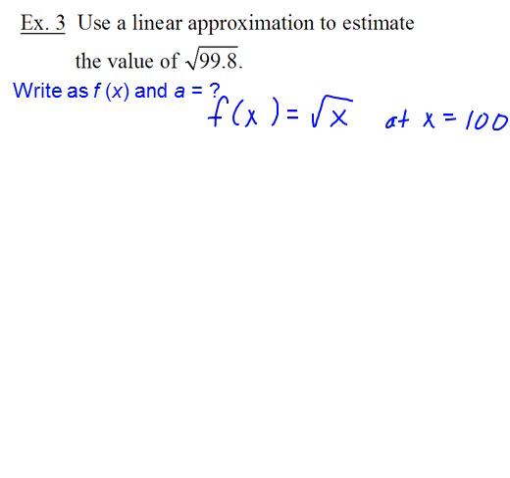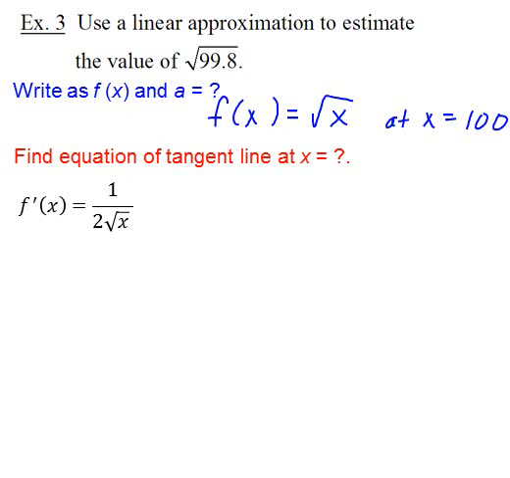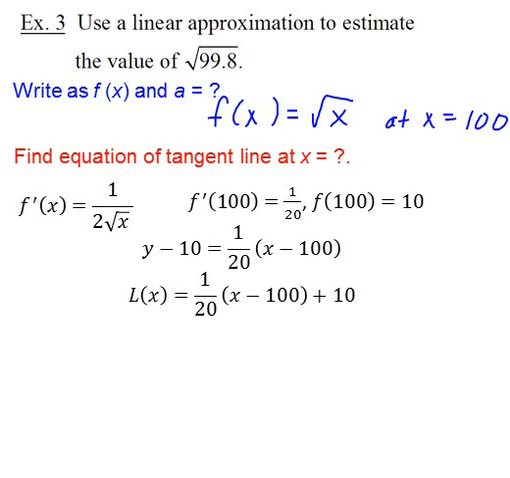The square root of 99.8 is close to the square root of 100, which is easy for us to evaluate without a calculator. So let's choose the function square root of x and find the tangent line at x equals 100. Next, we'll find an equation of the tangent line at that x value. Find the derivative. Find f prime of 100 for the slope and f of 100 for the point. The tangent line has slope 1/20th and passes through the point 100, 10. Isolate y to write the linear approximation.